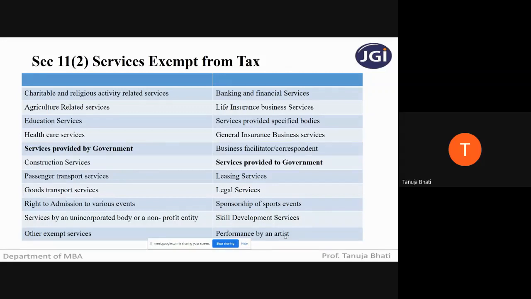Students, when I give you all the notes, in your notes I will specify, like if it is education services, what are those services covered under education services which will be exempt from tax. So in your notes in detail I will be providing each service, and under that service what are the different services that are exempt from tax. That is self-explanatory. In case you have any doubts after getting the notes, you can come back to me, but all these are self-explanatory.